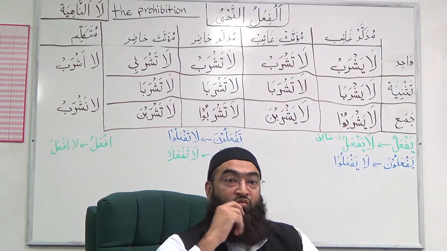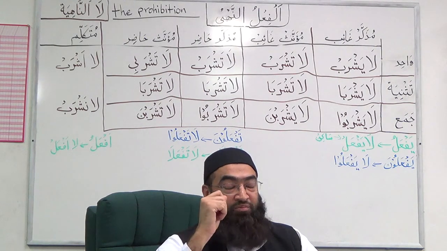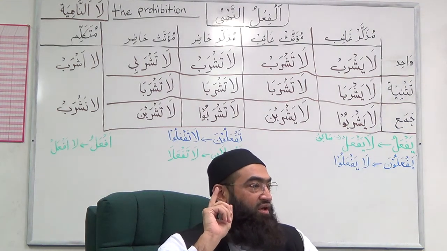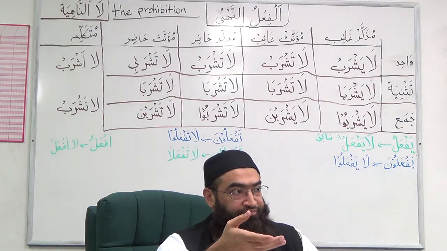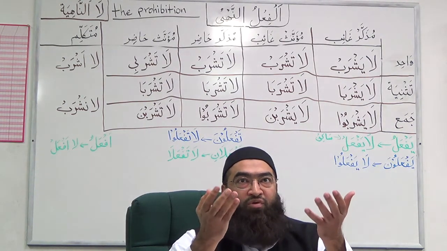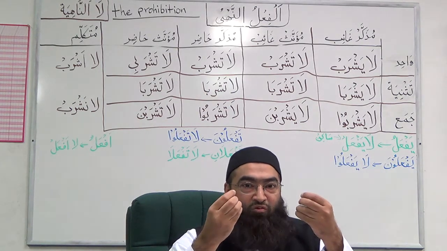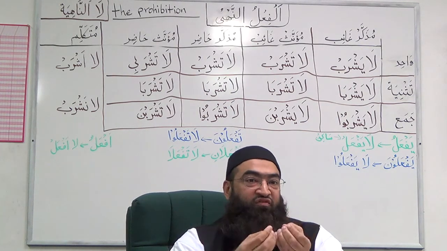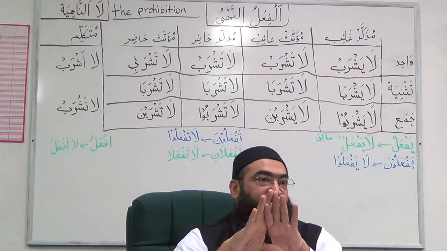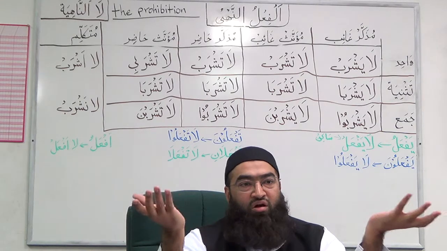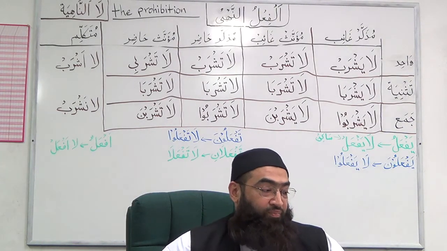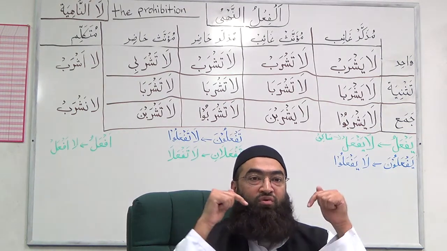وَقُلْ رَبِّ اغْفِرْ وَارْحَمْ وَأَنْتَ خَيْرُ الرَّاحِمِينَ. What we learned last week was amr. Right? So we're saying, Rabbi, O my Lord, ighfir, forgive, warham, and have mercy on me. Wa anta khairur rahimin. You're the most merciful. So this is also amr.